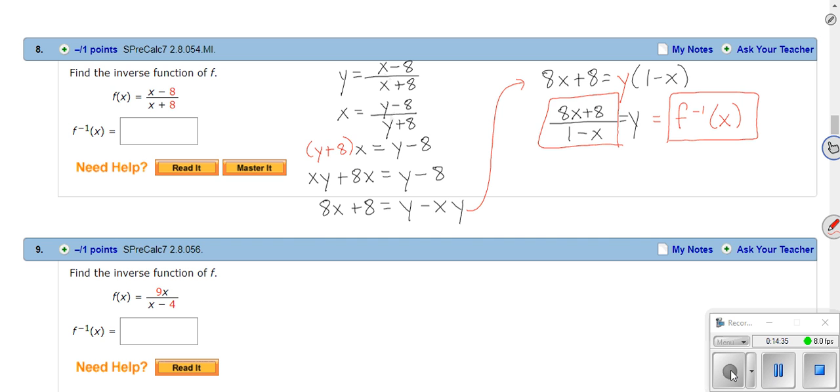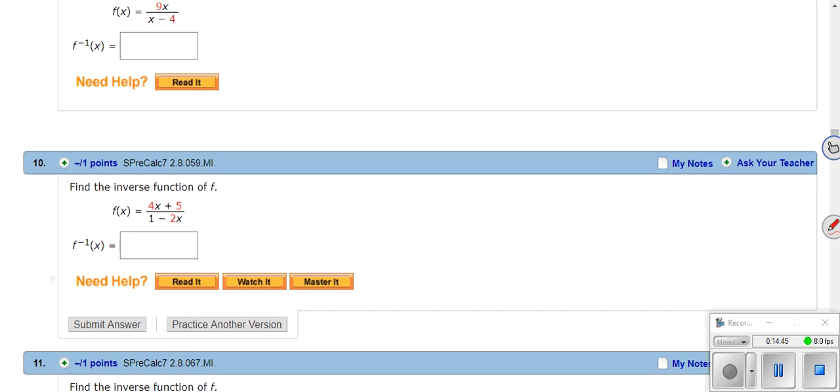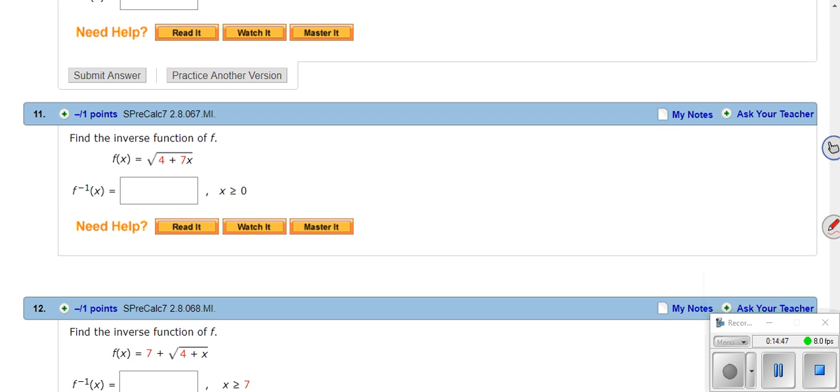Same thing with number 9, same exact process. Okay, let me erase so I can keep scrolling. Same thing there.